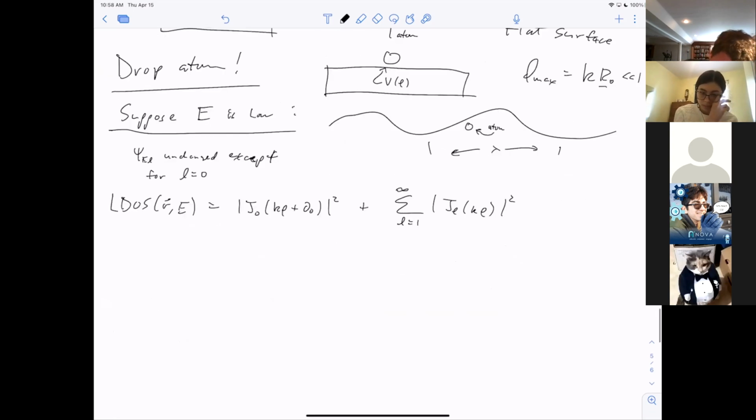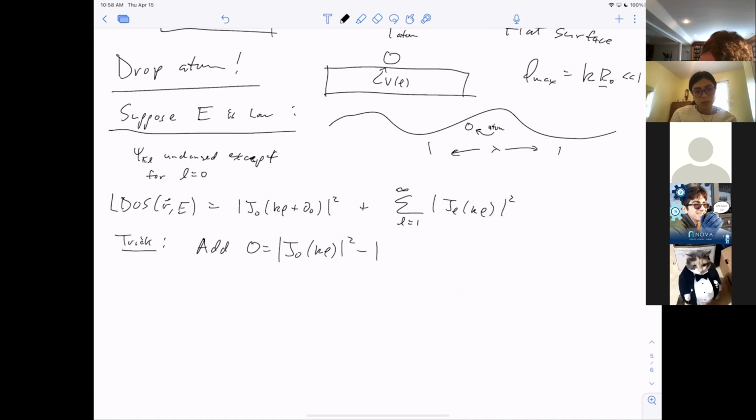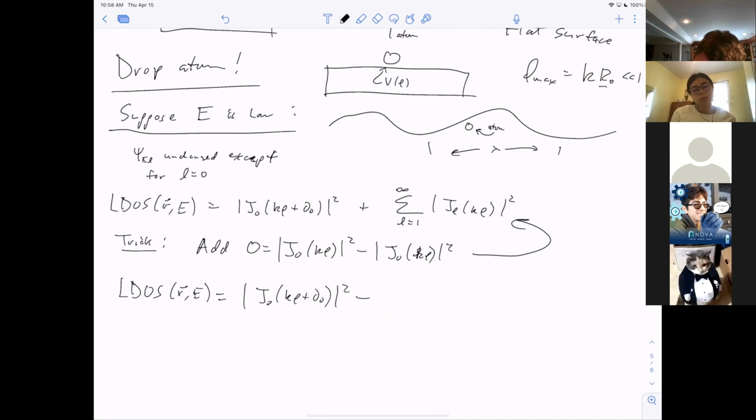Now let's do a little math trick. Let's add 0, which is equal to J0 of k rho minus J0 of k rho, and let's add it to this. And so then what we have is the LDOS of r is equal to J naught of k rho plus delta naught, squared, minus J naught of k rho squared, plus the sum from L equals 0 to infinity of J_L of k rho squared.